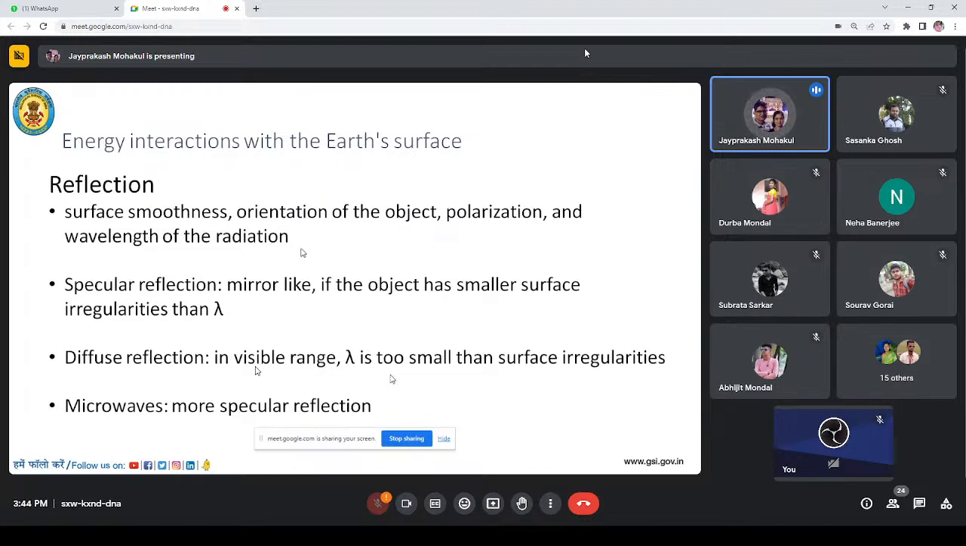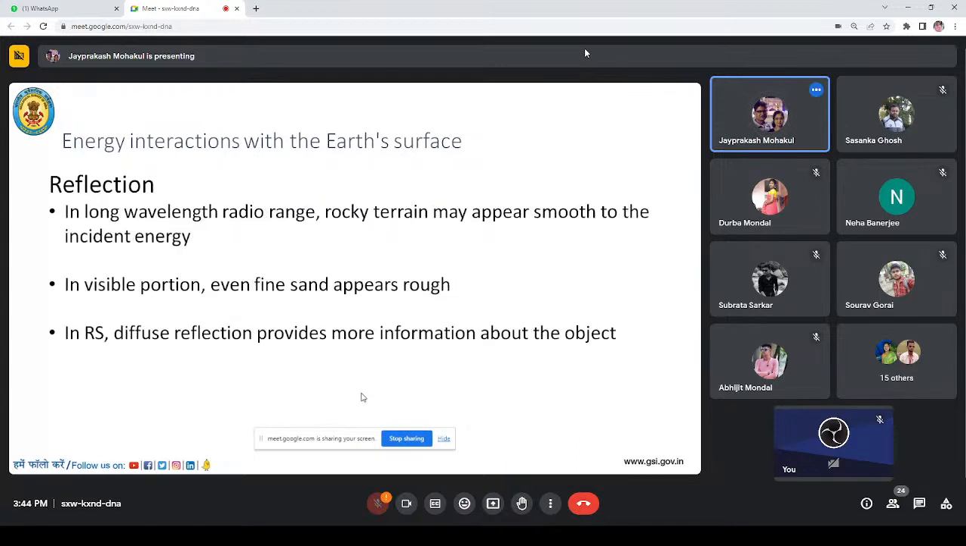But no surface is a smooth surface. Every surface has a large amount of irregularity, and depending upon that, there is a diffuse reflection. Whereas in the case of microwave, in the range of 1 millimeter to, let's say, 1 meter, there is more specular reflection.